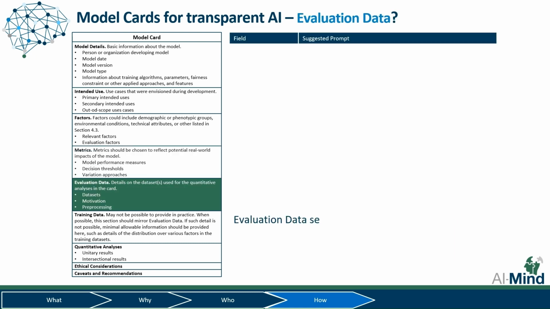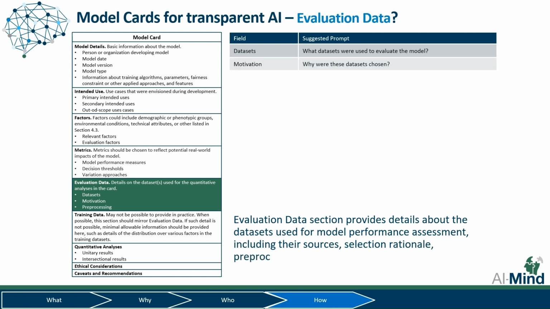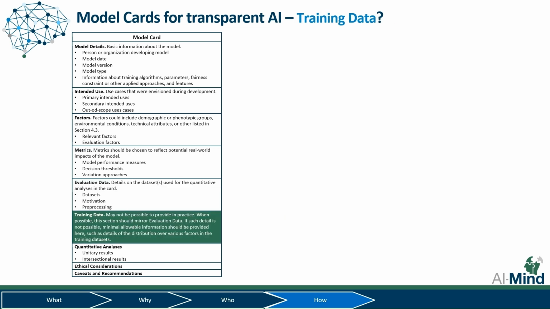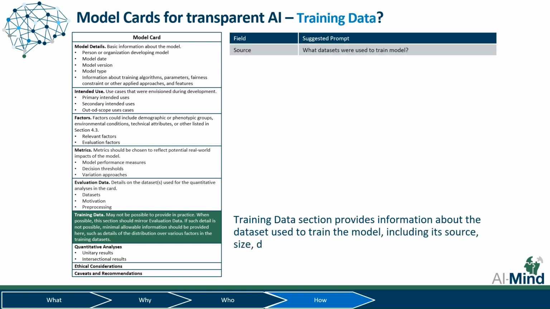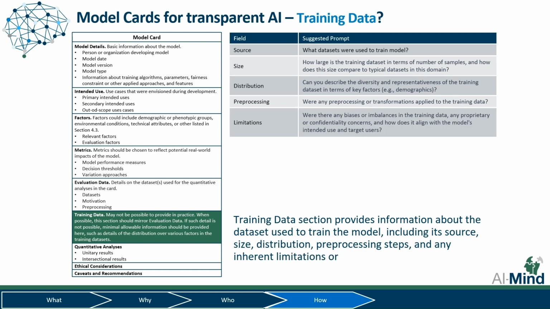Evaluation data section provides details about the datasets used for model performance assessment, including their sources, selection rationale, pre-processing steps, and any special considerations. Training data section provides information about the dataset used to train the model, including its source, size, distribution, pre-processing steps, and any inherent limitations or biases.